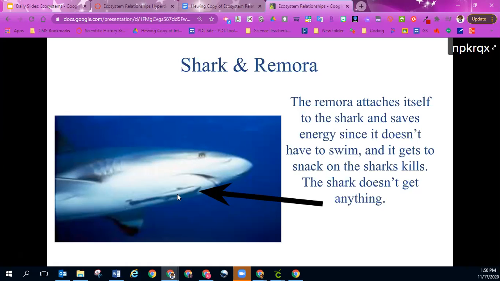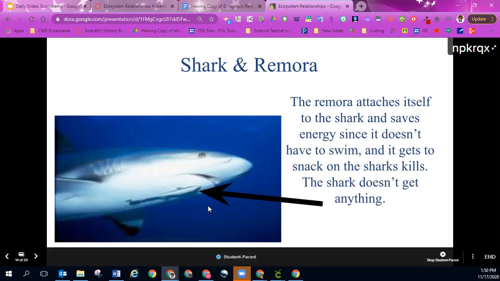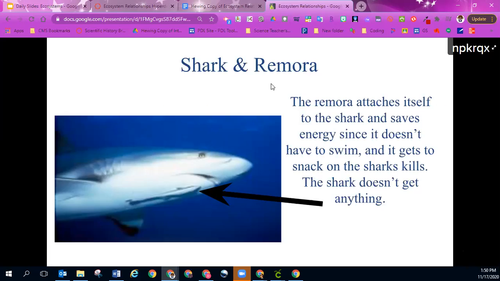It's not like a parasite that attaches to it and feeds off of the shark, because the shark is eating something else. It's just hitching a ride and eating and kind of sharing a meal with the shark. So the shark is not hurt in any way, and the remora gets a free meal and doesn't have to necessarily use the energy to swim around.